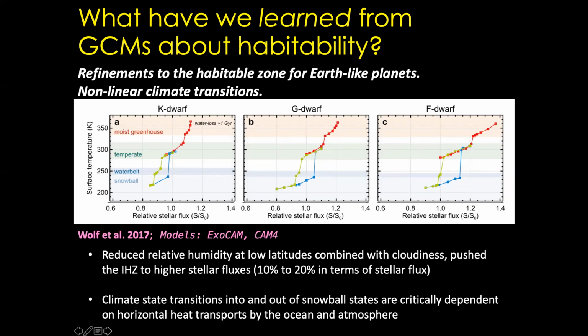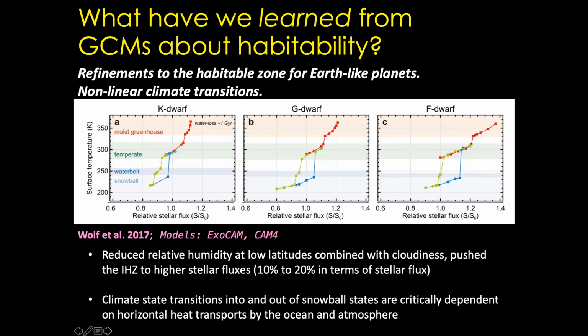You see that there are different climate states which are possible, different regions in space where no stable climates are possible, different sharp transitions into moist greenhouses, sharp transitions into a snowball, stabilization of water belt states. And many of these things only come about due to the 3D nature of the climate that has been modeled.